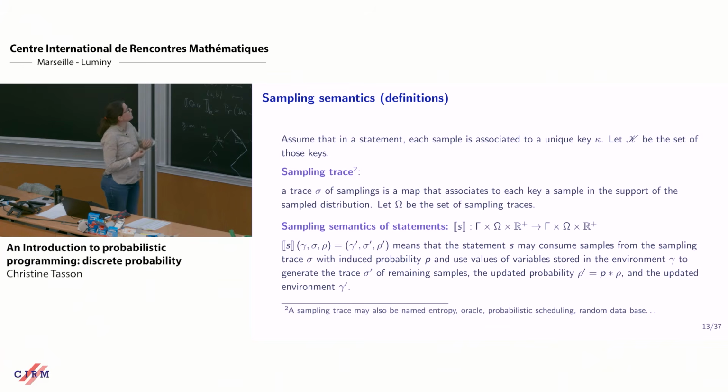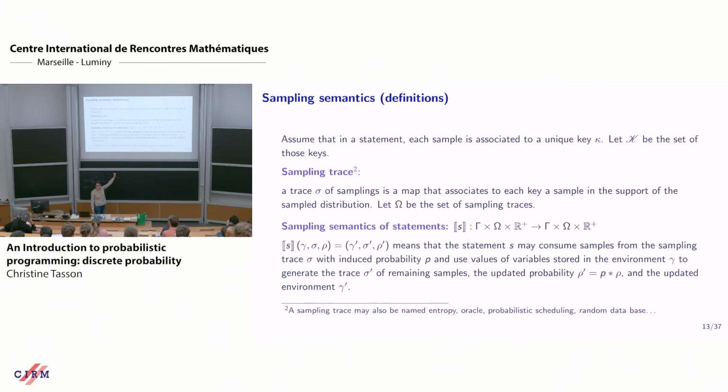What will it do? It will take the environment, what are the variables that have been defined. It will take a sampling trace, and it will take a current probability, a real, and it will produce a new environment, and a new sampling trace, and a new probability distribution. And the meaning is as follows.